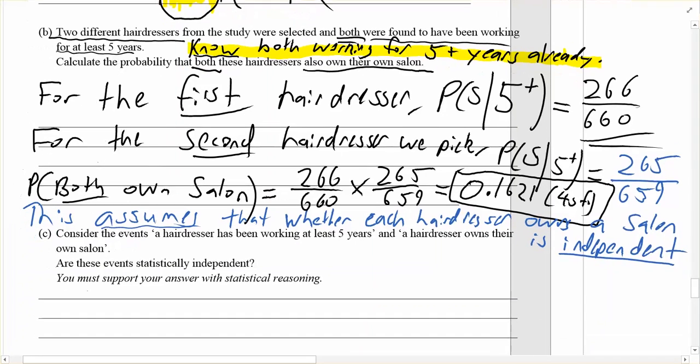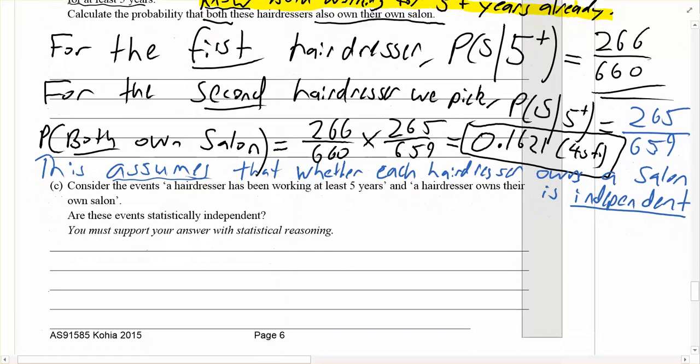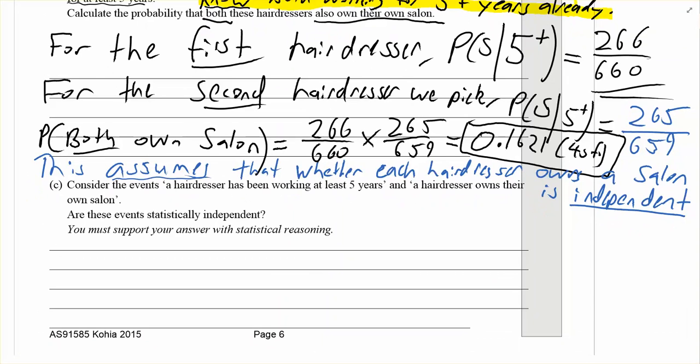Okay, part C. Consider the events: a hairdresser has been working at least 5 years, and a hairdresser owns their own salon. Are these events statistically independent? You must support your answer with statistical reasoning. Well, what does statistically independent mean again?